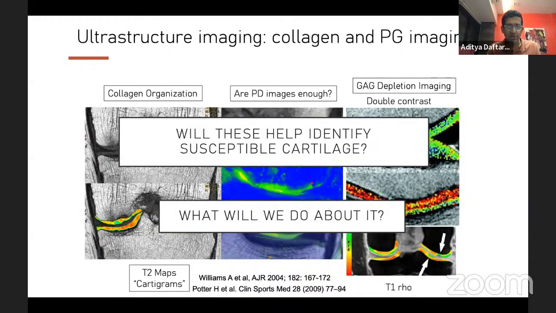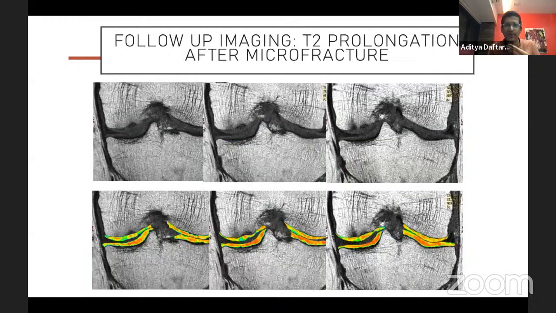So will these other techniques like T1 rho and T2 mapping help us to identify susceptible cartilage? I don't know. And what will we do about it? I don't know. But here's an example of how we use this.